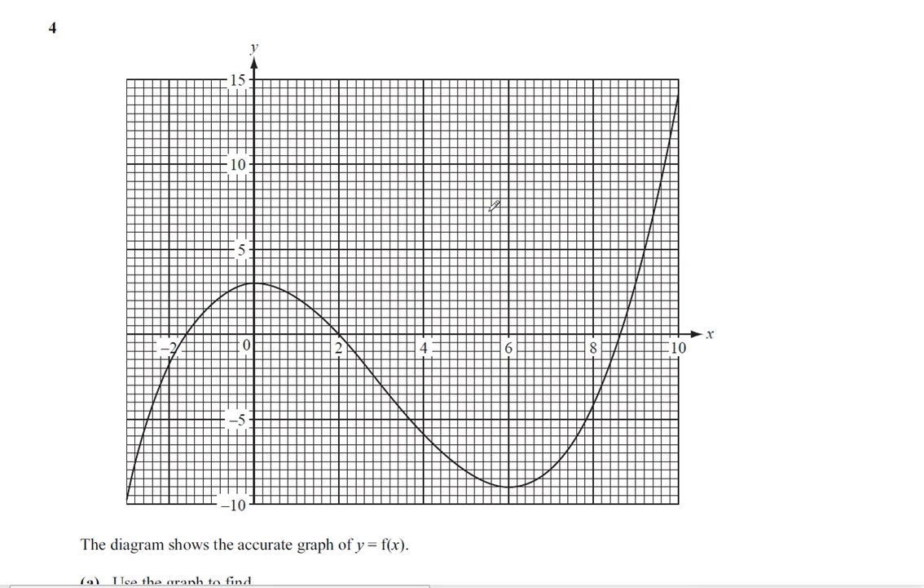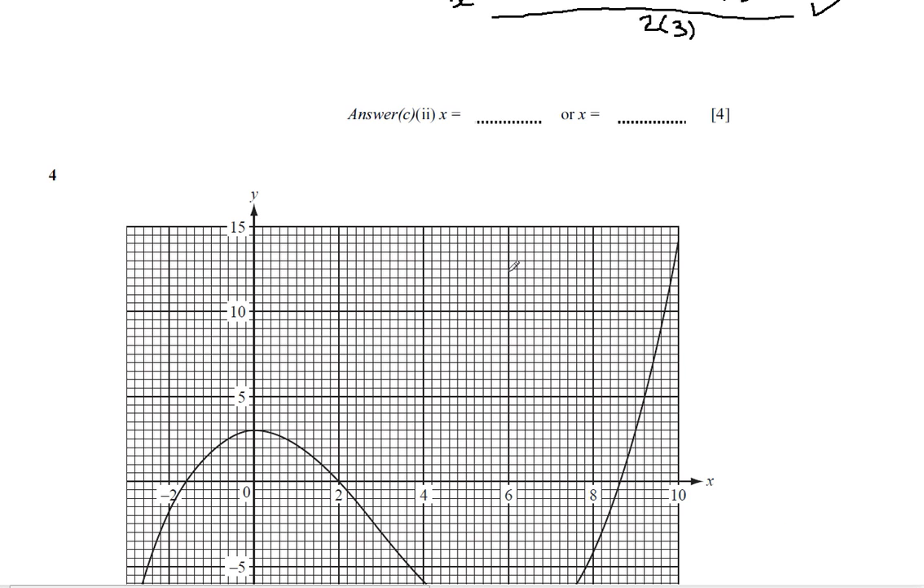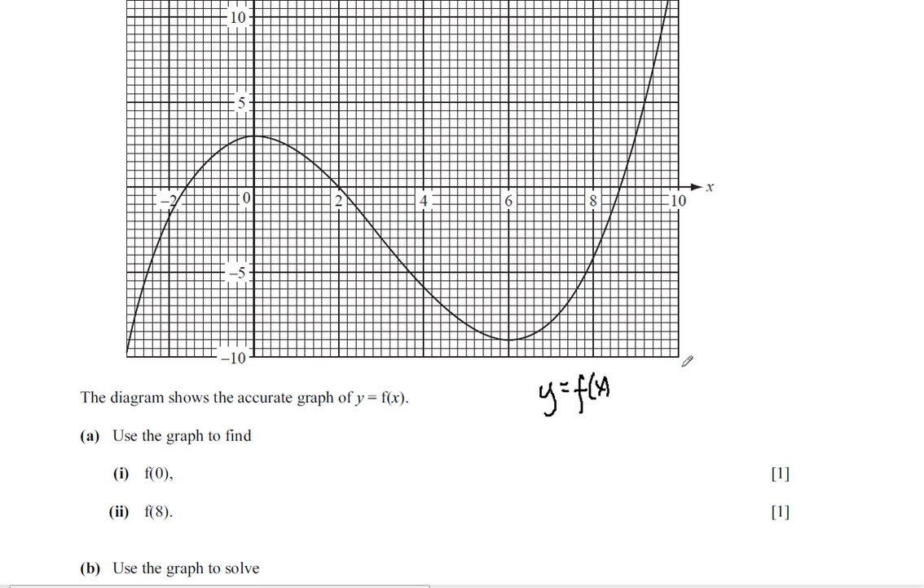Last question is a graph question. Use your graph to find the value of f of 0. So we can see that y is equal to f of x, where f of x is your function, which is this cubic graph. It's a cubic equation, something of the form like x cubed plus bx squared plus x plus c. That is what this graph is over here. But they want to know, what is f of 0?